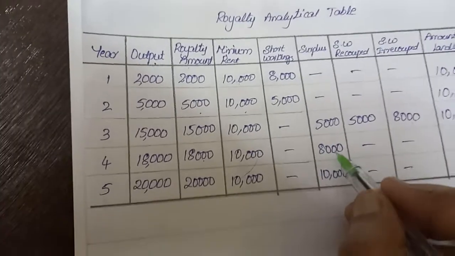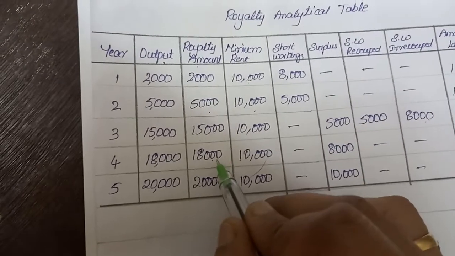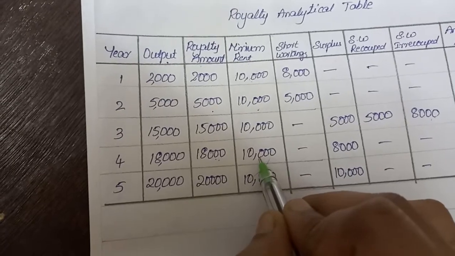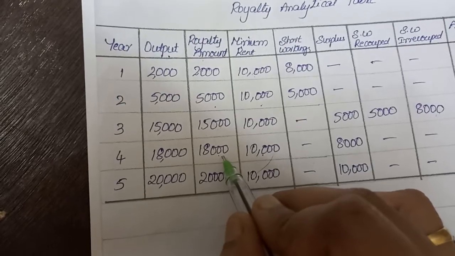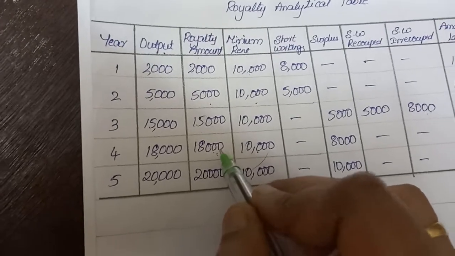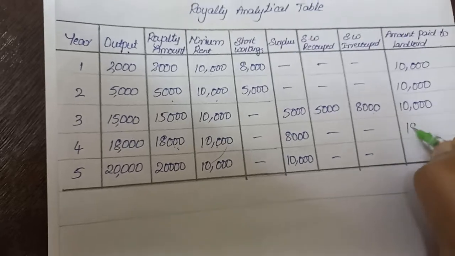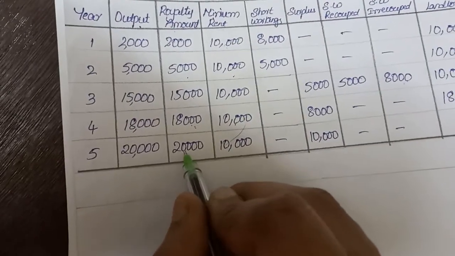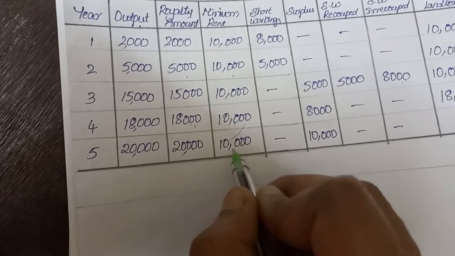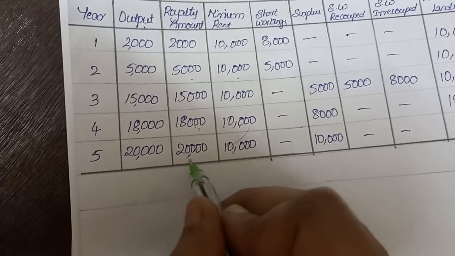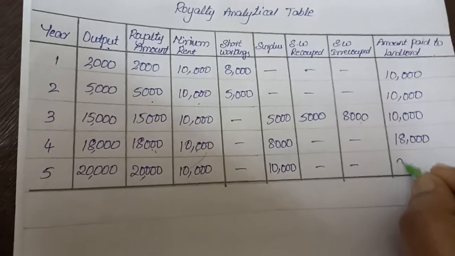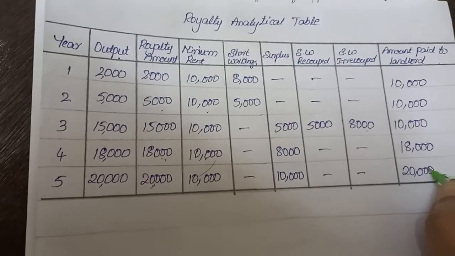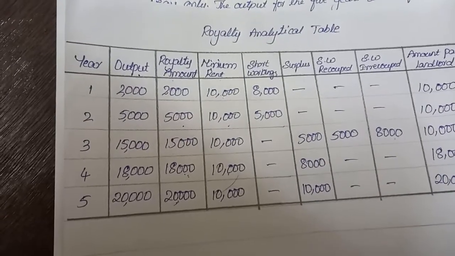Okay. And coming to the fourth year, royalty amount is 18,000 and minimum rent is 10,000. As royalty amount is more, we have to pay royalty amount to the landlord, which is 18,000. In fifth year again, royalty amount is 20,000 and minimum rent is 10,000. So we have to pay 20,000 to the landlord. This is how we are going to prepare the royalty analytical table.